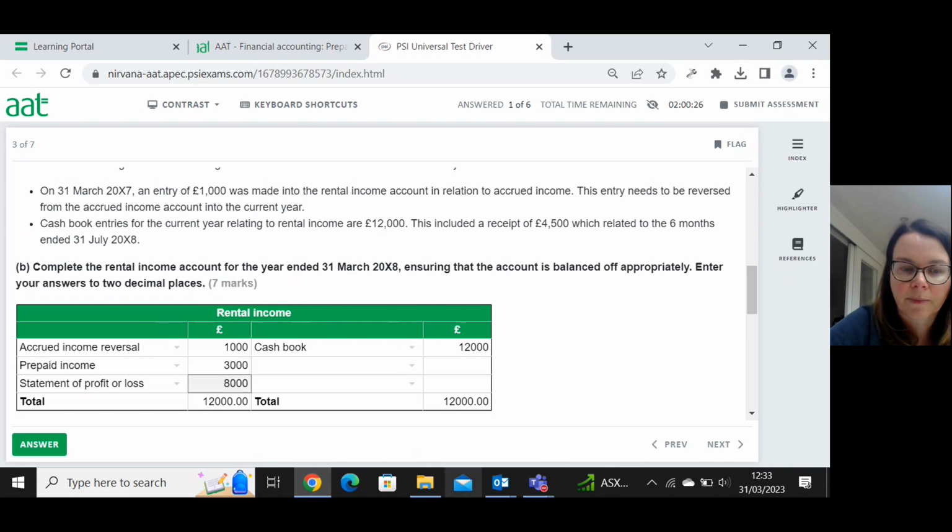So that means that in my account, I would have £8,000 of rental income, which is basically saying, well, it's the 12,000 that you've received during this year. However, 1,000 actually related to last year and was included as income in last year's accounts. And 3,000 relates to next year and therefore will be included in next year's accounts. Right, so we've just got 8,000 for the current year.